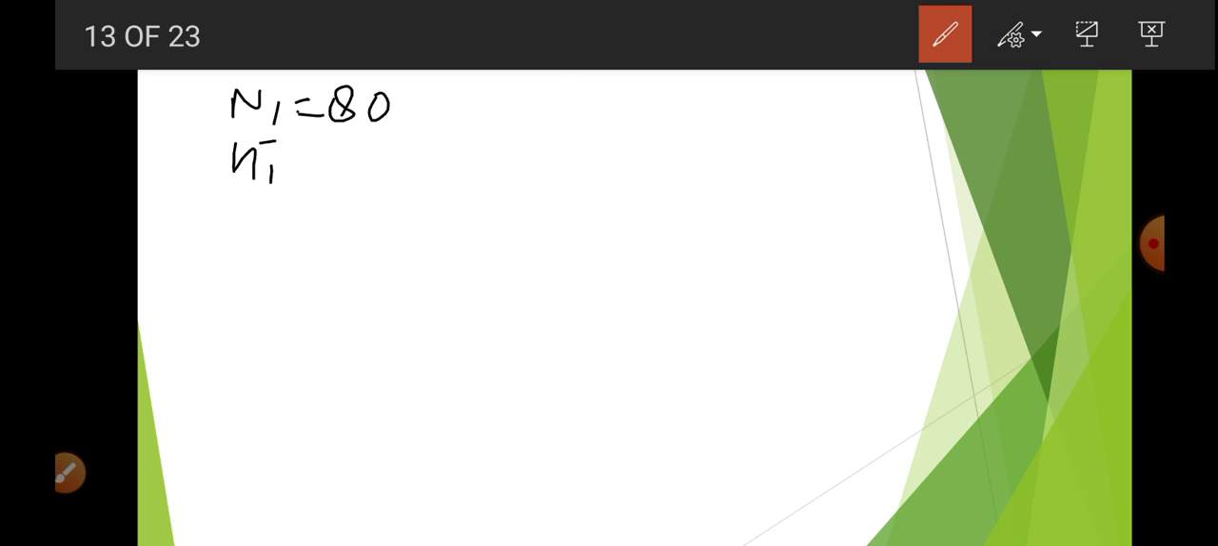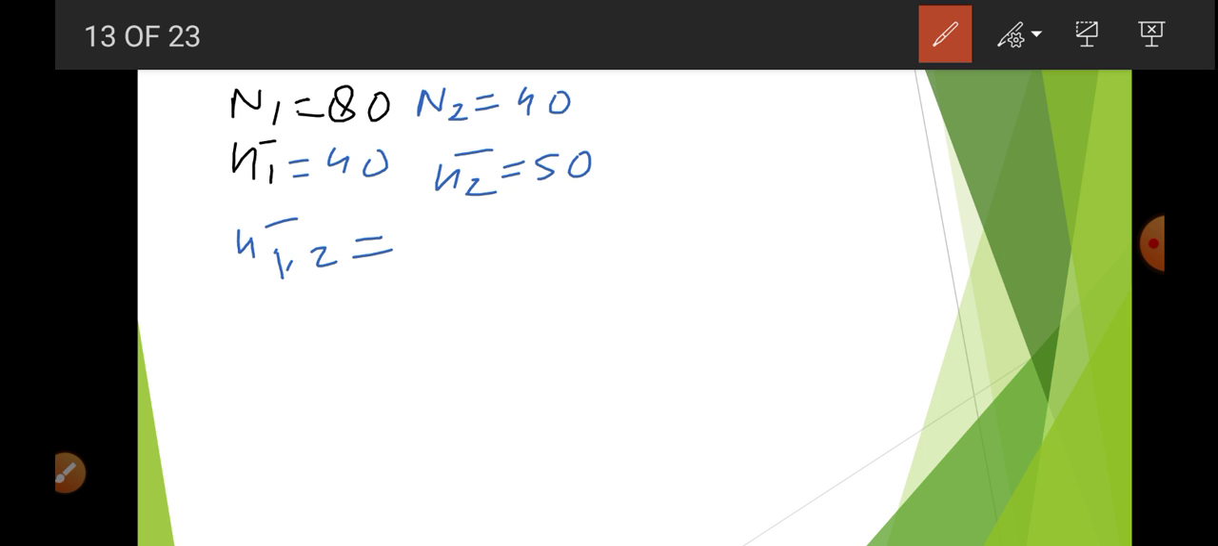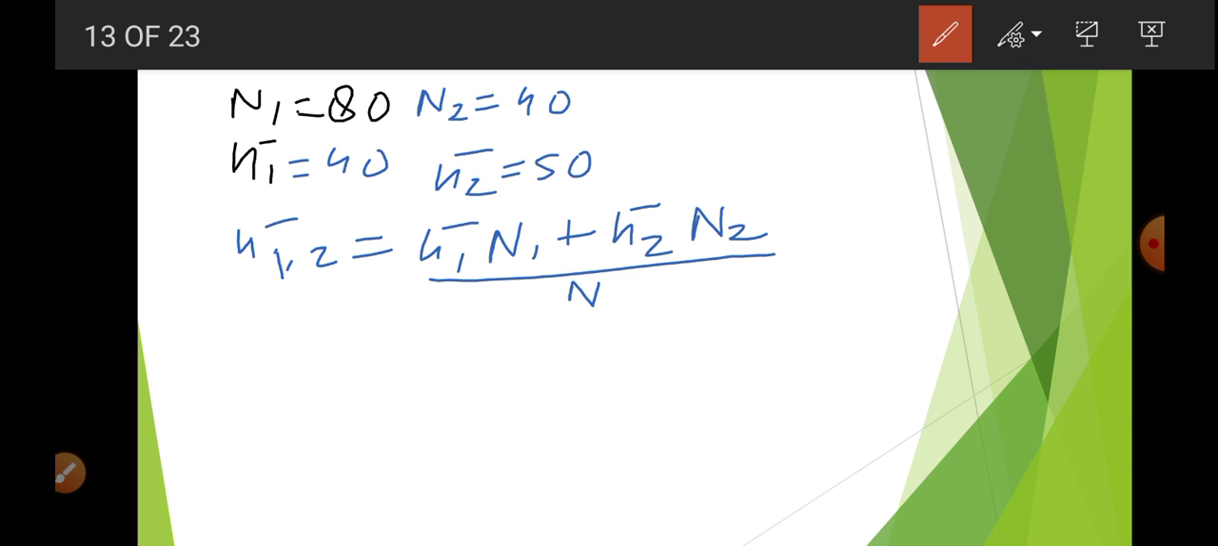Okay, I'm going to write it again. n2 is equal to 40 and x bar 2 is equal to 50. That is given in the question. Now we are going to write the equation. So x bar 12, the combined arithmetic mean, is equal to x bar 1 n1 plus x bar 2 n2 upon n.